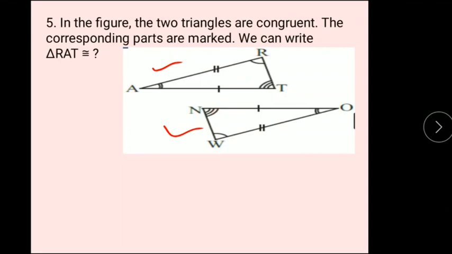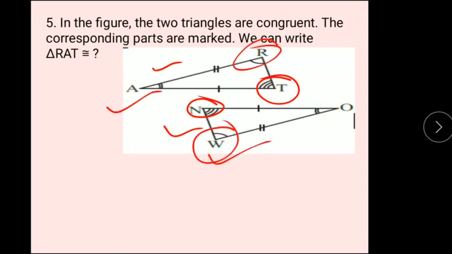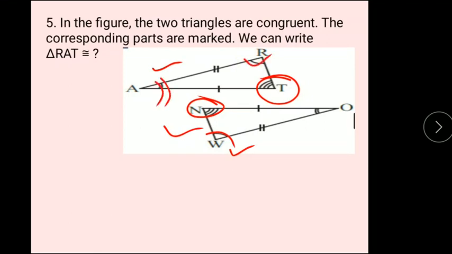So this actually represents that angle N is equal to angle T. You have already known how to determine which angles are corresponding, right? So angle W is equal to angle R. You cannot say angle R is equal to angle A because you can see the mark here. In case of W, a single mark is there, and in case of R, a single mark is there. In case of angle A, a double mark is there and angle O has a double mark. So we have to say angle A is equal to angle O.